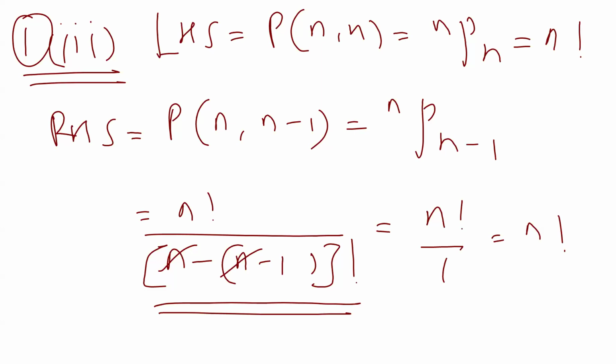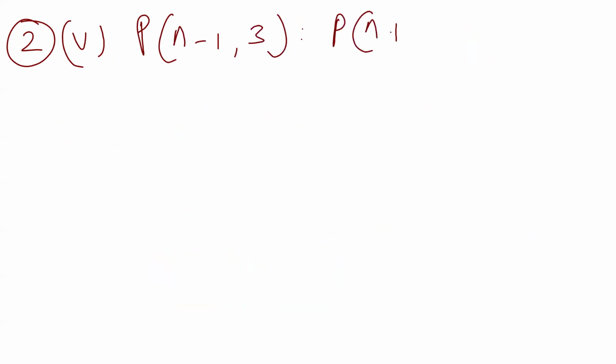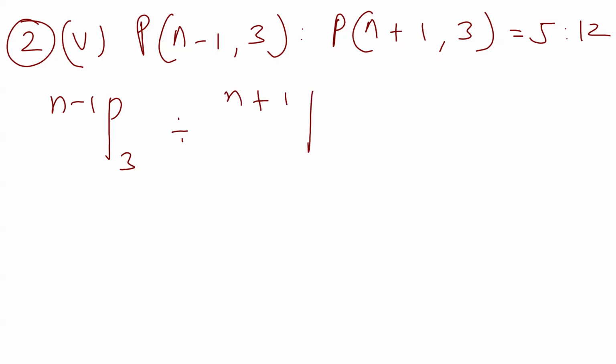Question number 2, you can solve on your own. I'll just guide you on one of the problems of question number 2. I'll take question number 2, sub question 5. So a ratio is given: P(n minus 1, 3) is to P(n plus 1, 3) equal to 5:12. So (n minus 1)P3 divided by (n plus 1)P3 equal to 5 upon 12.